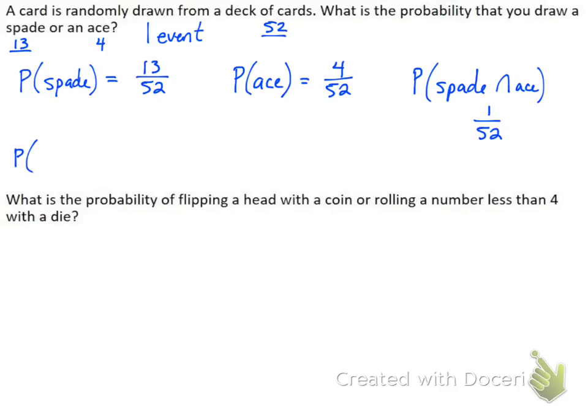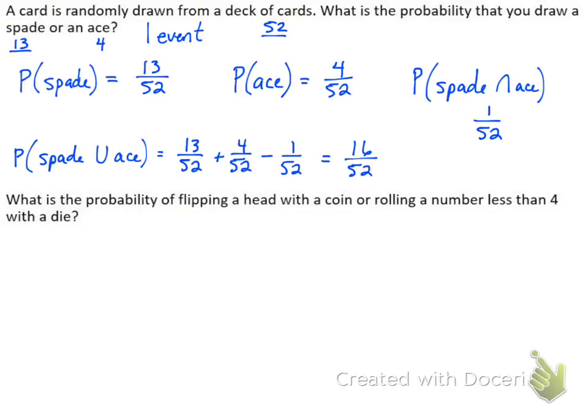So the probability that something is a spade or an ace is going to be 13 over 52 plus 4 over 52 minus 1 over 52. When I do that, I get 16 over 52. Reducing that into a fraction, I get 4 over 13, which is 30.8%.